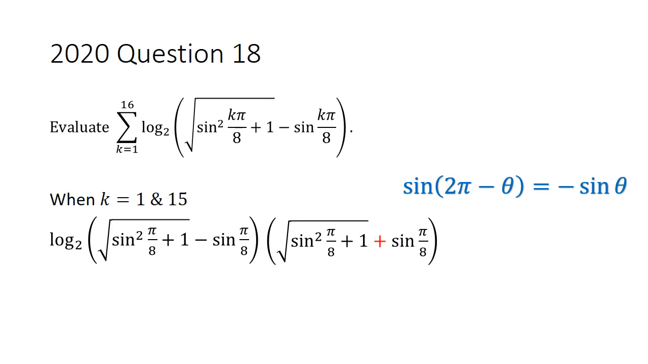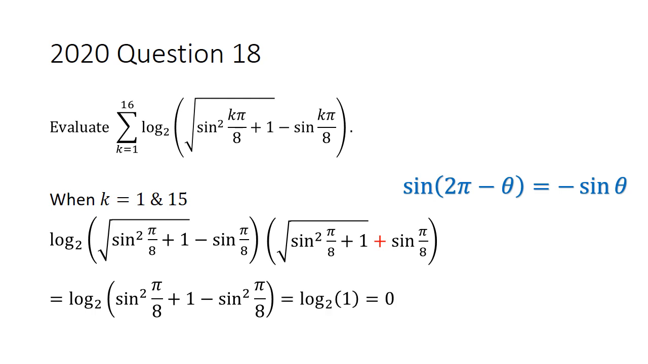So it's going to become log base 2 of a square minus a b square. So if we simplify it, we get this. And lo and behold, we get a sine square pi over 8 plus 1 minus a sine square pi over 8. So the sine square pi over 8 will cancel. And all we're left with is log base 2 of 1, which is just 0.